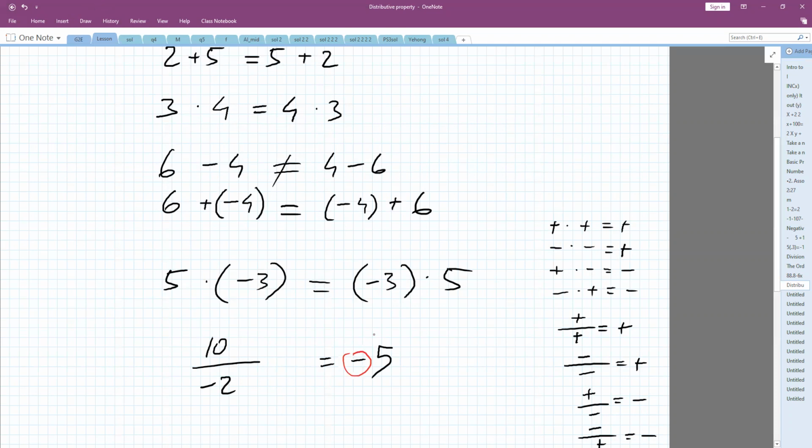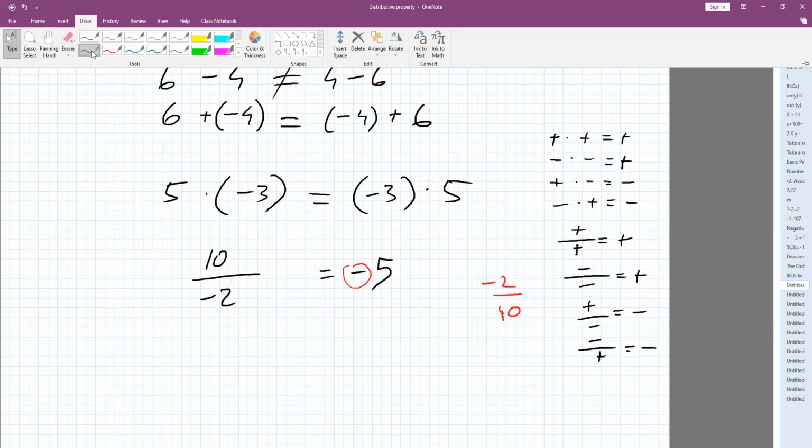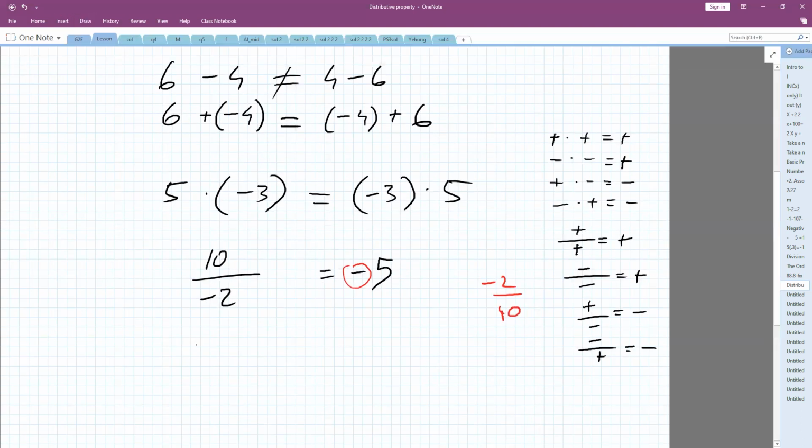Minus. So now what is the value? It's just dividing 10 divided by 2. And if you look at this value here, minus 5, this is not the same as minus 2 divided by 10. So be careful also with the division, because you cannot swap around with the division, okay? So when you have division, for example, 8 divided by 4, it's not the same as 4 divided by 8. You know that, yeah?